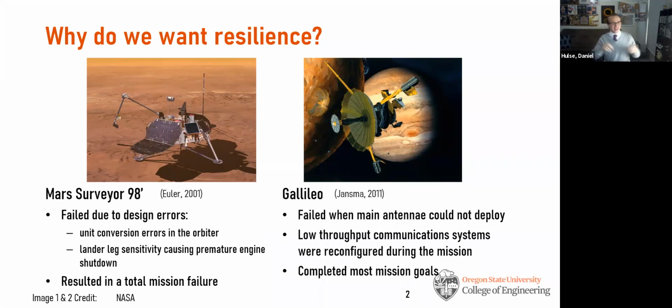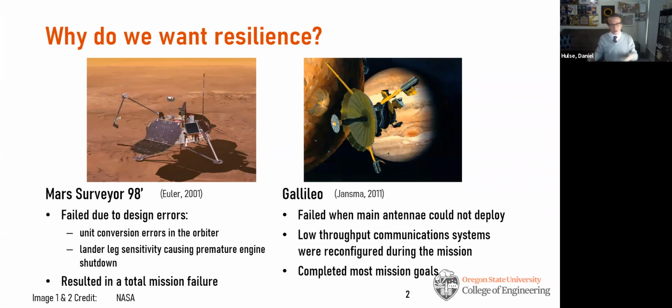On the other hand, there's the system on the right, which is the Galileo probe. This system also had faults. Halfway to Jupiter, they tried to deploy the main antenna that they were going to use to relay the data they were going to collect, and the antenna would not deploy. So the question was, how can we achieve the mission in this circumstance?